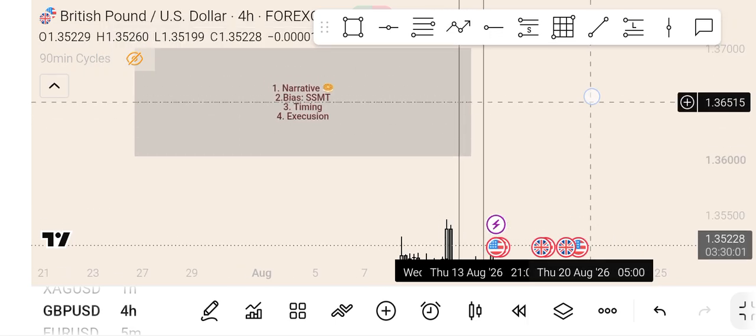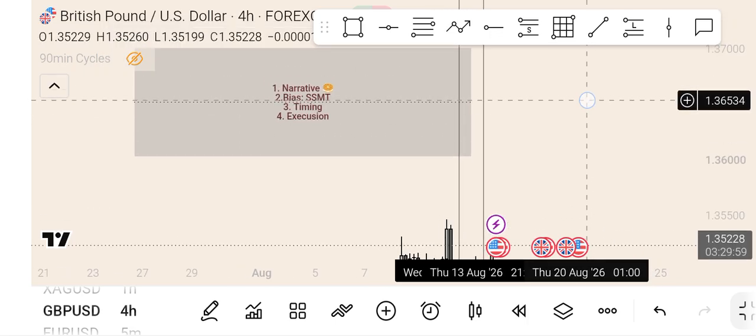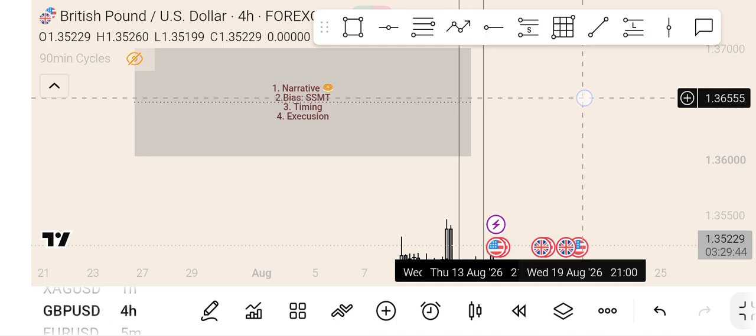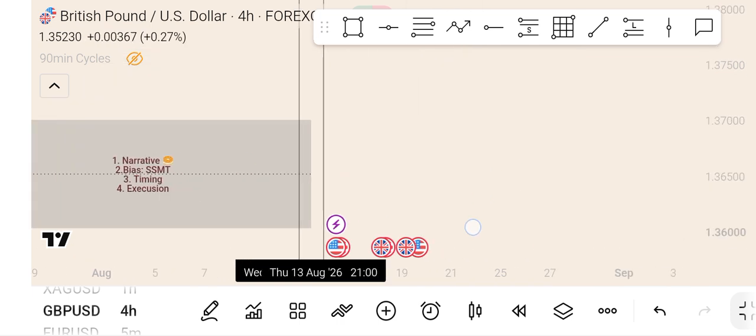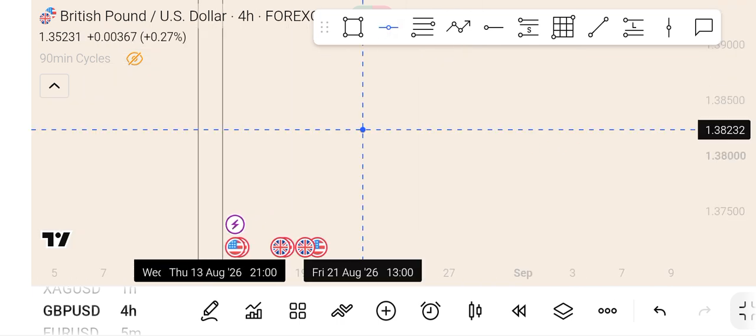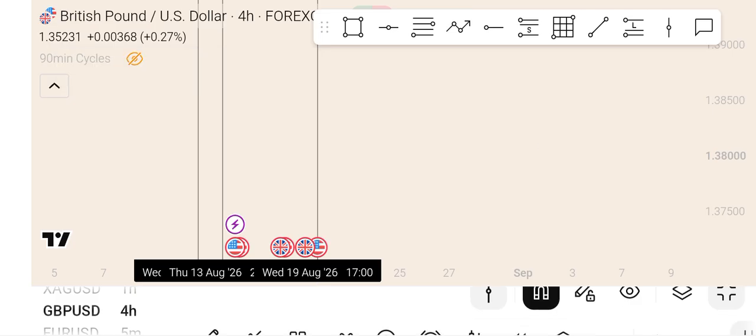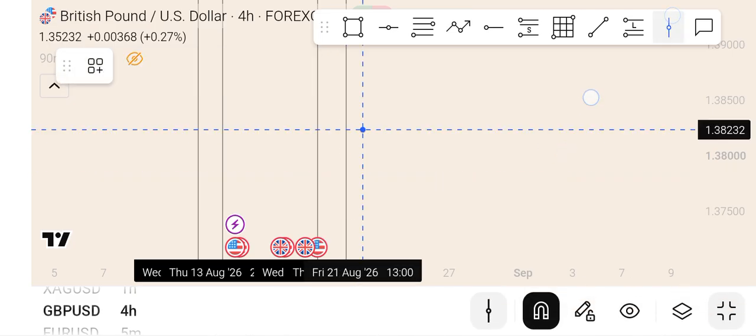So now, talking about bias, we know what quarterly theory is now. We know how price moves. And how do we gain bias from this? That's where we introduce what we call the sequential SMT. The sequential SMT is an SMT that occurs between two quarters. Let's say we have quarter one and quarter two.